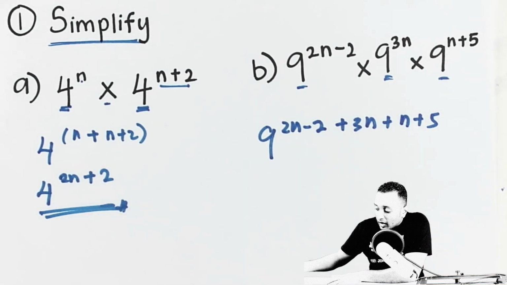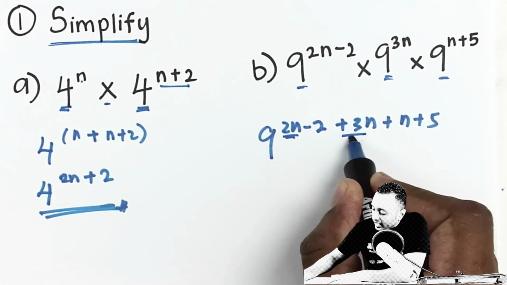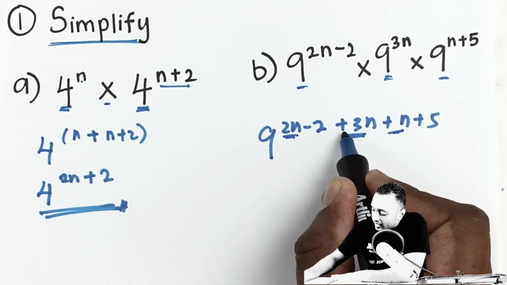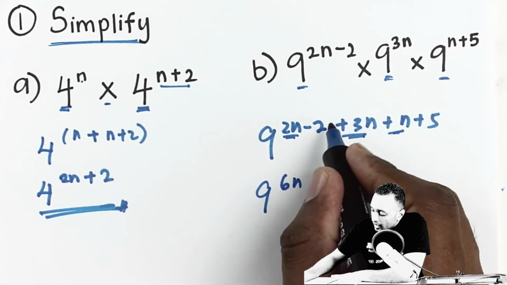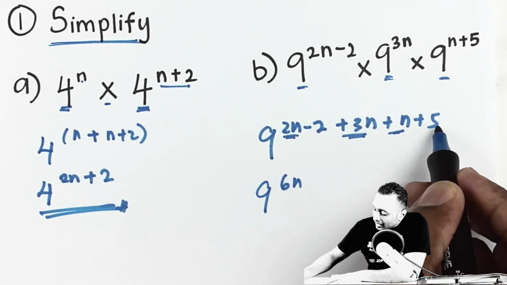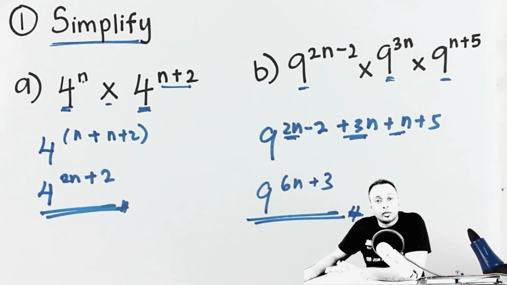That's what we do. So kalau kita nak selesaikan dekat sini, kita akan dapat 2n minus 2. We simplify 2n plus 3n plus n. So 2n plus 3n is 5n plus n is 6n. So 9 power 6n. Negative 2 plus 5 is positive 3. So ini adalah jawapan anda untuk soalan B.